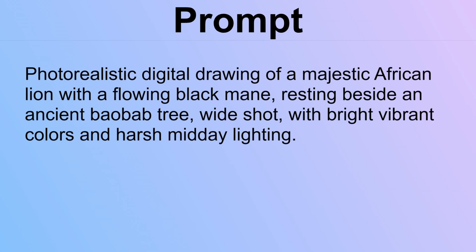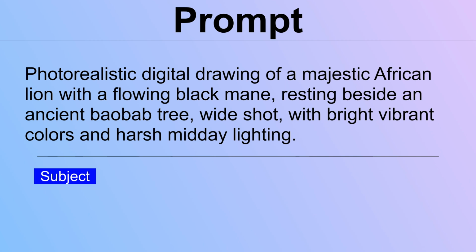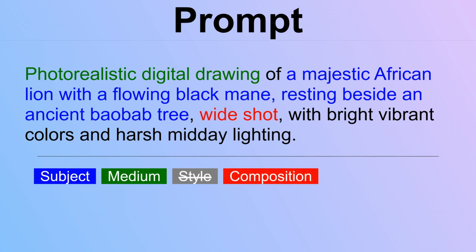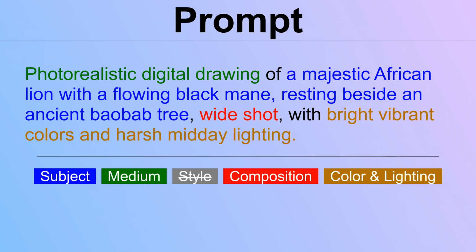This is an example prompt following this 5-part prompt formula. Photorealistic digital drawing of a majestic African lion with a flowing black mane, resting beside an ancient baobab tree, wide shot with bright, vibrant colors and harsh midday lighting. Now, let's analyze this prompt. The subject is a majestic African lion with a flowing black mane, resting beside an ancient baobab tree. The medium is photorealistic digital drawing. There is no style for this prompt. The composition is wide shot. And finally, the color and lighting part is bright, vibrant colors and harsh midday lighting.